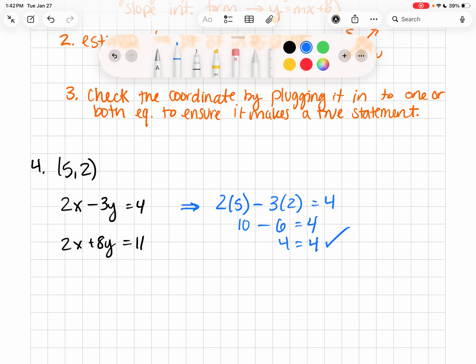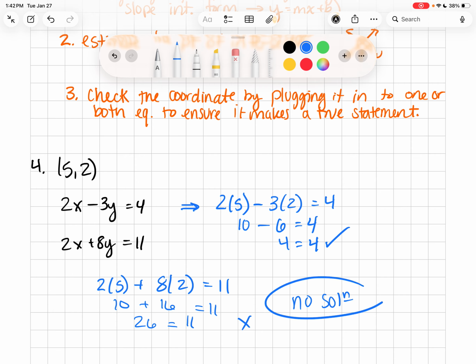So then I need to check the other one. So I've got 2 times 5 plus 8 times 2. 2 times 5 is 10, plus 8 times 2 is 16, equals 11. Well, that's 26 equals 11. Is that true? No, so this is no solution. So if it works in both, it is a solution. If it doesn't work in both, it is not a solution.